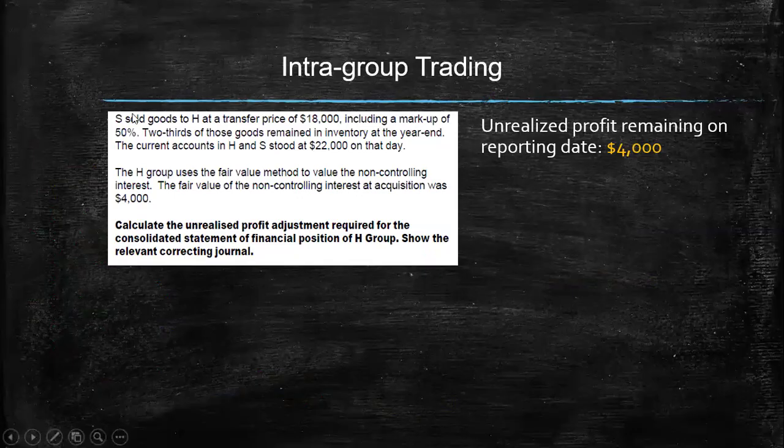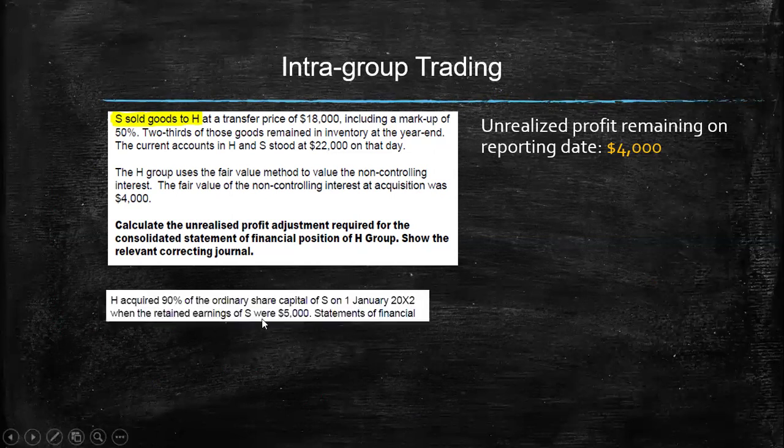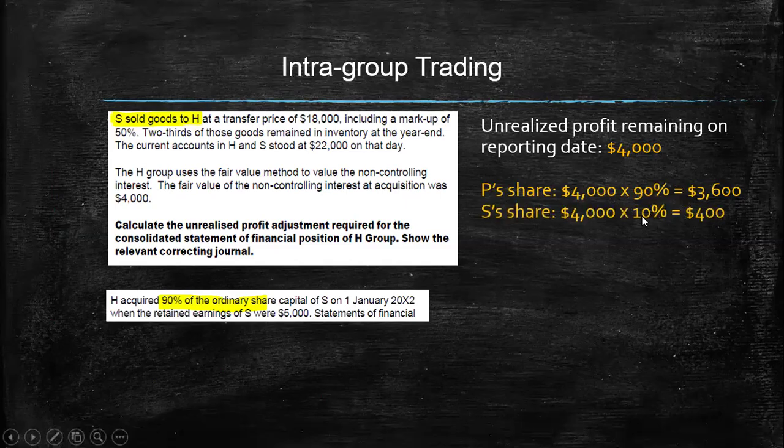consolidation calculations. In this case, the subsidiary is the seller, right? The subsidiary is selling goods to the parent. So we have to adjust this unrealized profit in the group retained earnings, in the NCI calculation, and in the closing inventory calculation. So they're telling us H acquired, the parent acquired 90% of the subsidiary. So 90% of this unrealized profit will go to the parent, right? So 90% of this 4,000 of remaining unrealized profit is the parent's share of profit, and the remaining 10% is NCI's share of profit.